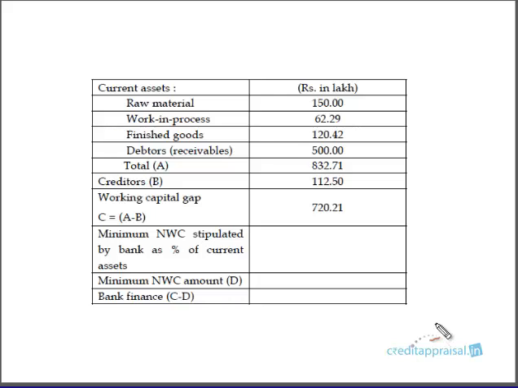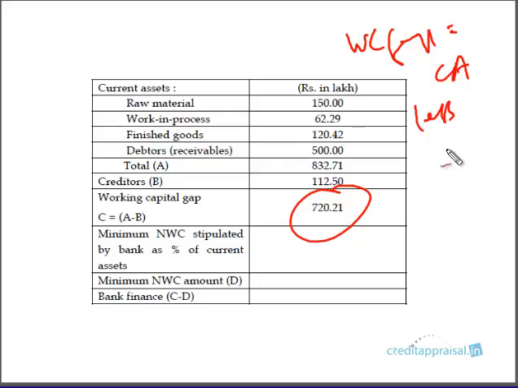Now we can arrive at the working capital gap. So for this company, we had the working capital gap of 720. So what is working capital gap? We already discussed. This is the current assets less your creditors. So for this company, you got 720.